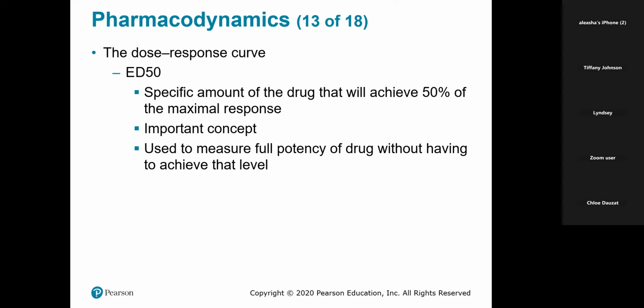Another thing you need to be familiar with when it comes to the dose response curve is what we call ED50. This is a specific amount of the drug that will achieve 50% of the maximal response. This is an important concept because they use it to measure the full potency of a drug without having to actually achieve that level. So they find out what the halfway point is, and that is the ED50.